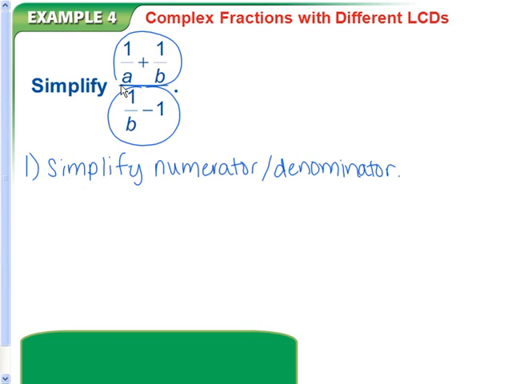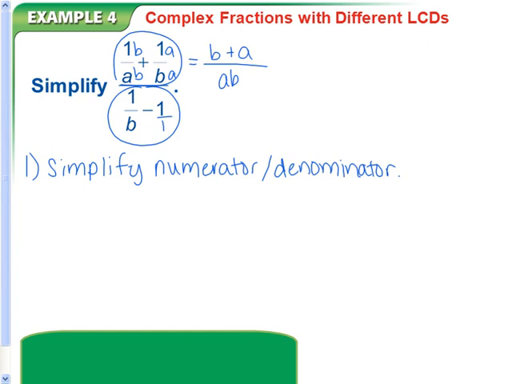Okay, so let's take a look at each one separately. Now we have to have the least common denominator, and so we need to have an extra b on the first fraction, and we need to have another a on the second fraction. So when we combine that together, now we have ab in the denominator, and we have 1b, or just b, plus 1a, which is just a. So that's our numerator.